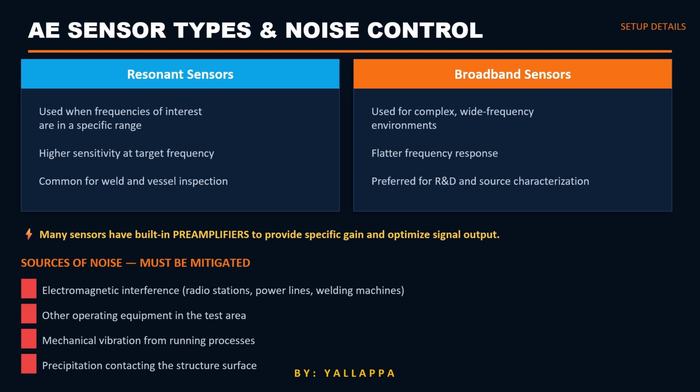Now let's talk about one of the biggest real-world problems in AE. Mechanical vibration can all interfere with AE signals. And this is why proper filtering and noise mitigation are critical.